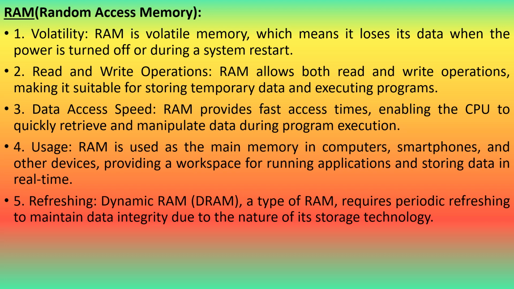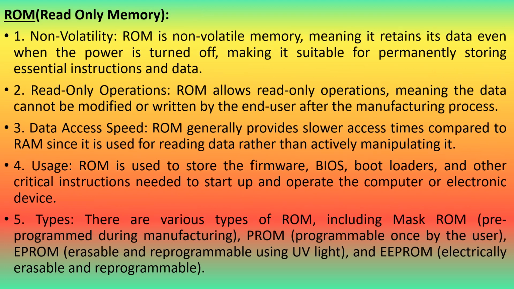Usage. RAM is used as the main memory in computers, smartphones, and other devices, providing a workspace for running applications and storing data in real time. Refreshing. Dynamic RAM, DRAM, a type of RAM, requires periodic refreshing to maintain data integrity due to the nature of its storage technology.